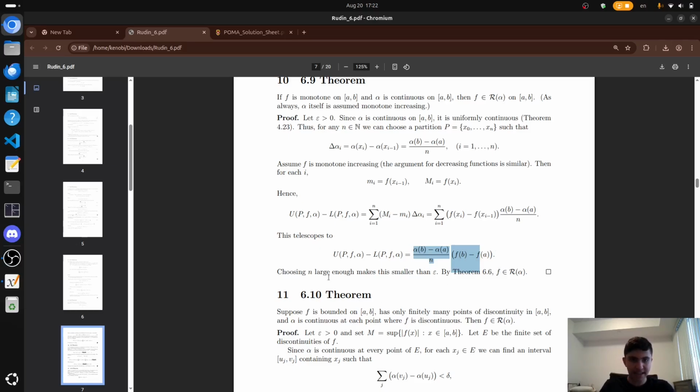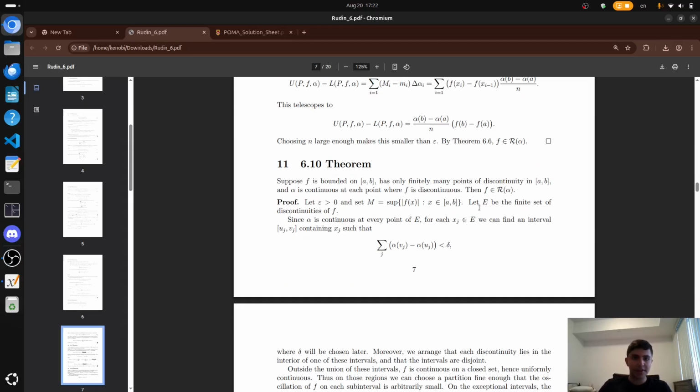And as we let n be large enough, we can make this less than epsilon. So that's our strategy basically. The only strategy over here is to choose equal steps, and since we're choosing equal steps, we can let n go to infinity, and we can make the difference between the sums go to 0, which means that it's going to be less than epsilon, and which means that f is going to be in R(alpha).